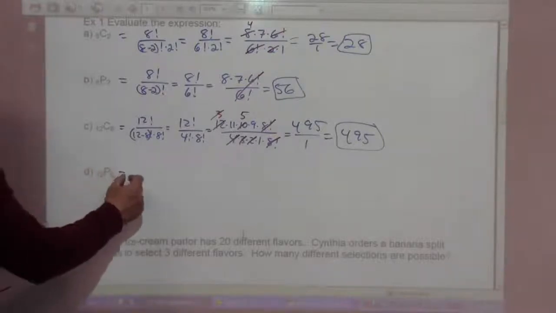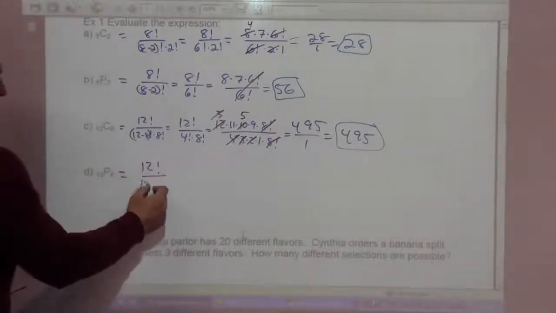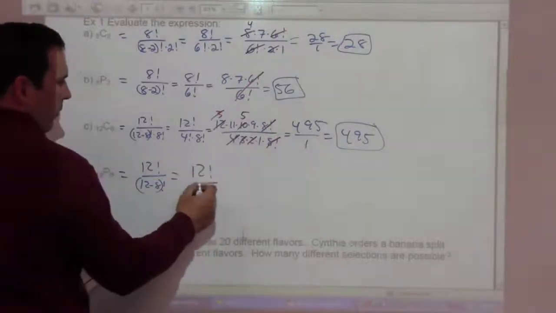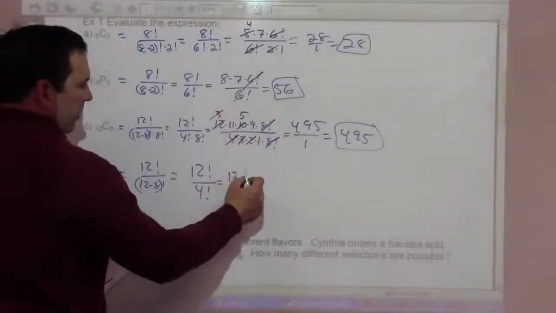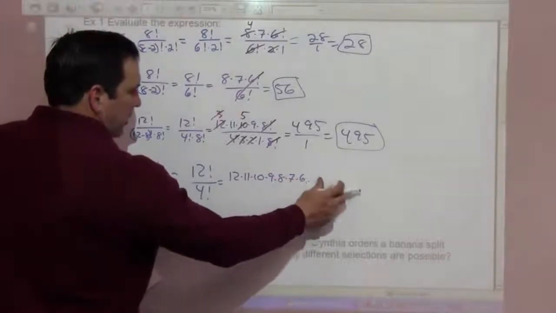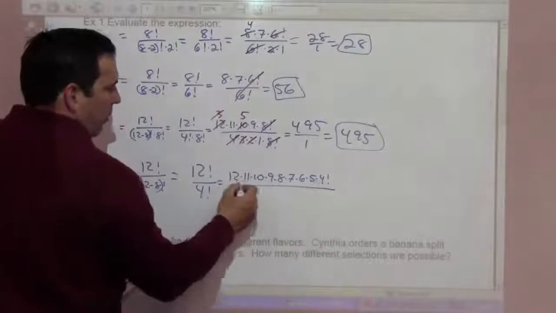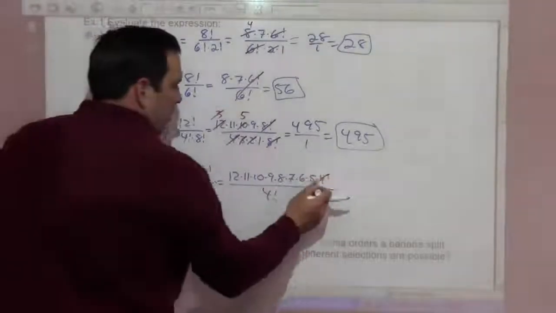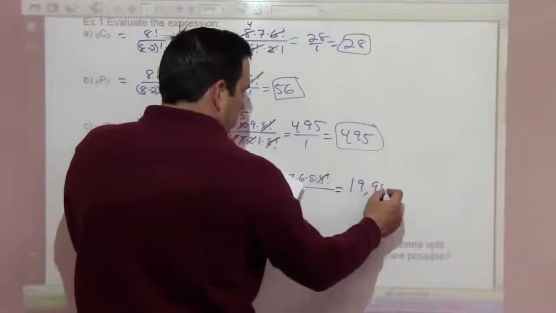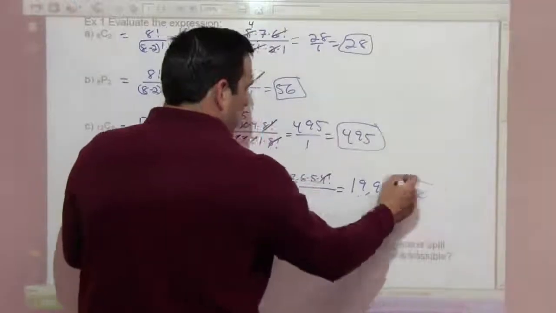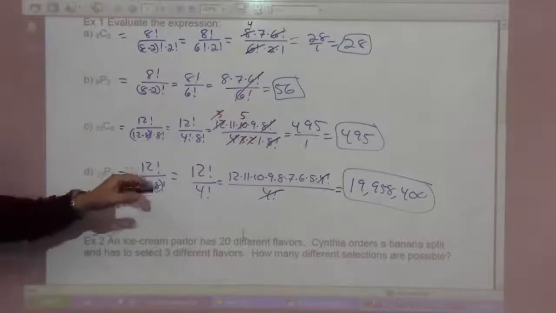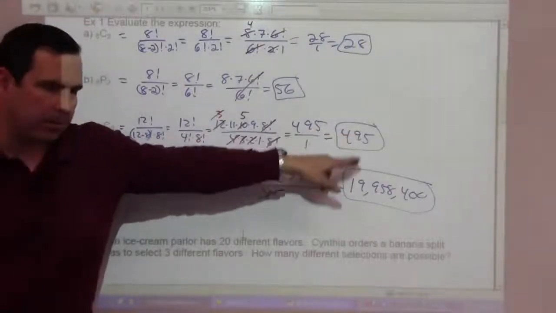Whereas 12P8 is going to be 12 factorial over 12 minus 8 factorial. It's going to be a much bigger number. 12 factorial over 4 factorial. 12 times 11 times 10 times 9 times 8 times 7 times 6 times 5 times 4 factorial over 4 factorial. And that number, ready for this? 19,958,400. Woo! So you can see 12 choose 8 versus 12 P8, two vastly different numbers there.